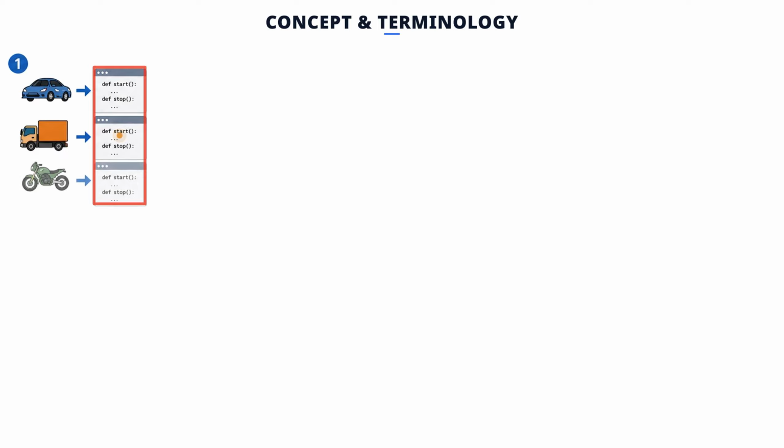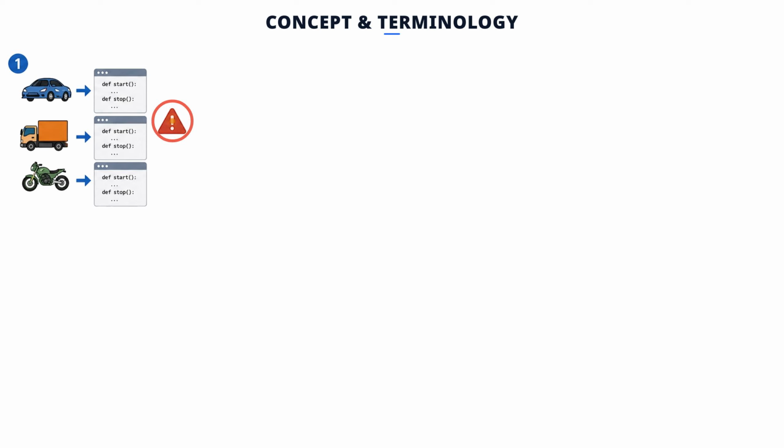Inheritance is one of the foundational pillars of object-oriented programming, and it is all about reusing code efficiently. Let's look at a common problem. Without inheritance, if you have a car, a truck, and a motorcycle that all share basic behaviors like needing to start and stop, you would have to copy and paste the exact same code into every single class. This creates a massive maintenance risk.